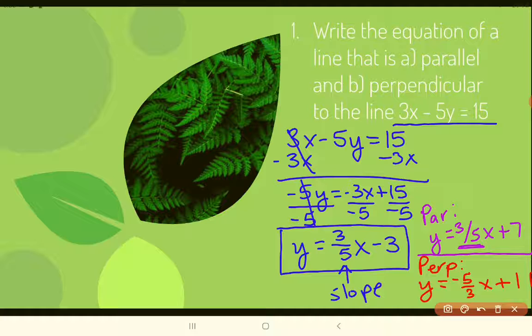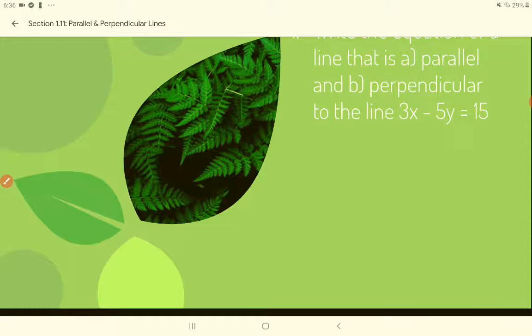There's one example of a parallel line. There's one example of a perpendicular line. As long as the slopes are right, it doesn't matter what y-intercept I put. Okay? All right, next example here.